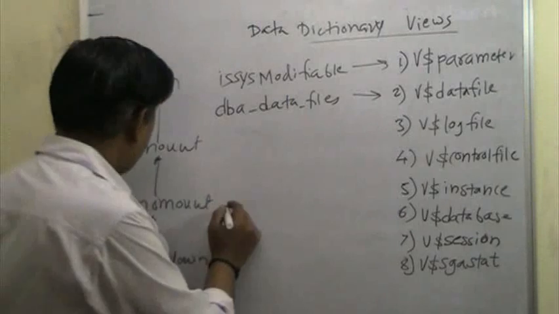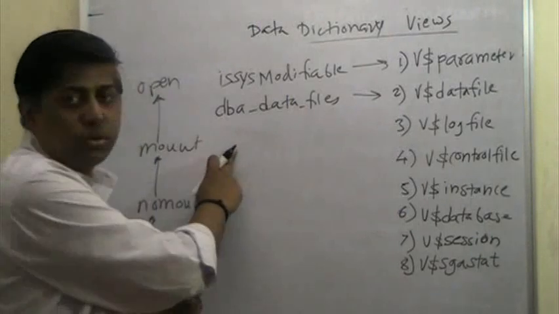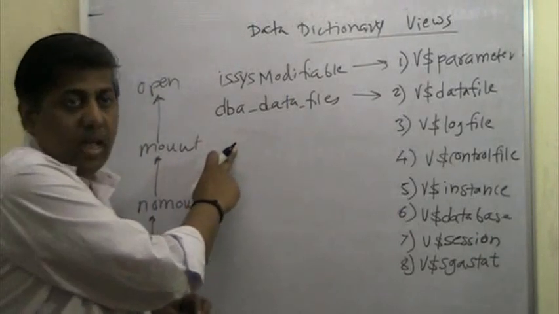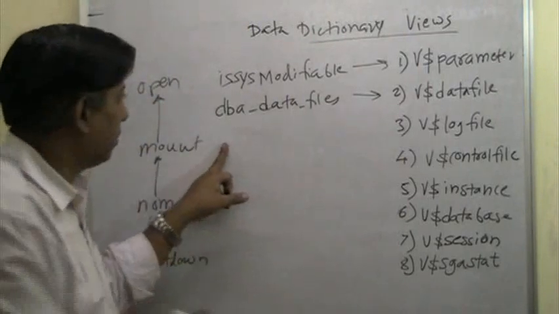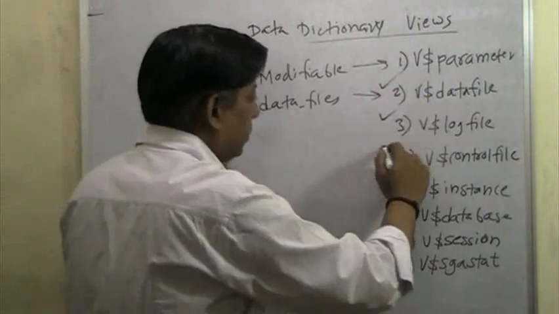Then we go from no mount to mount. That means at this time we have also read the information in the control file. And whatever information is there in the control file can be accessed through the views. What are those views? This.